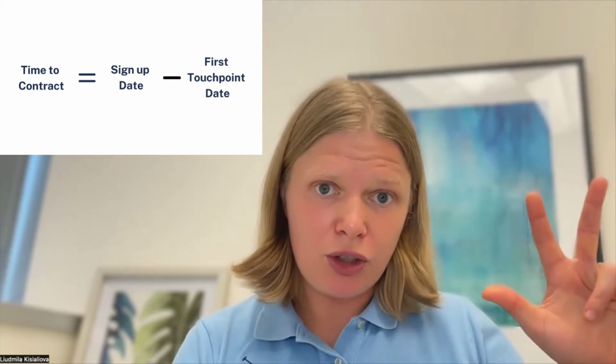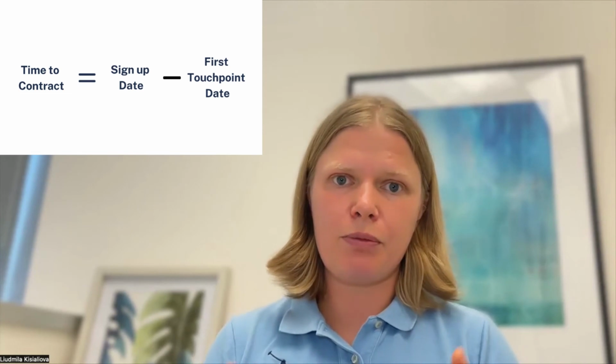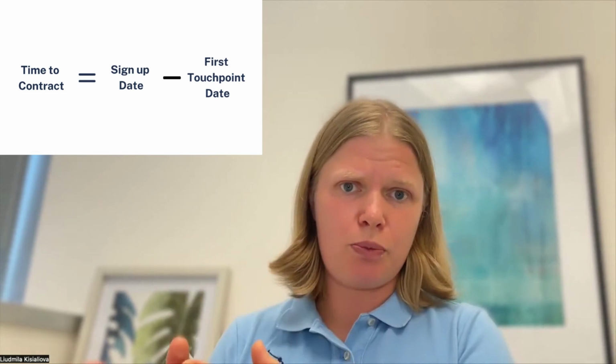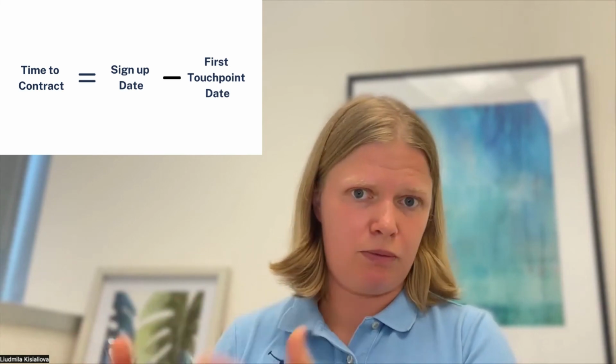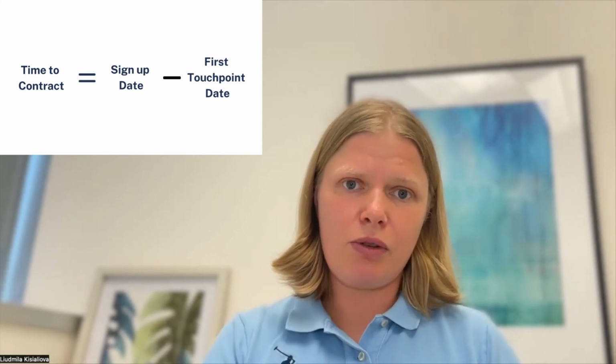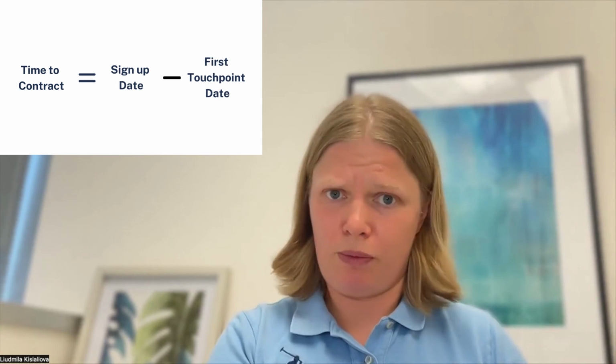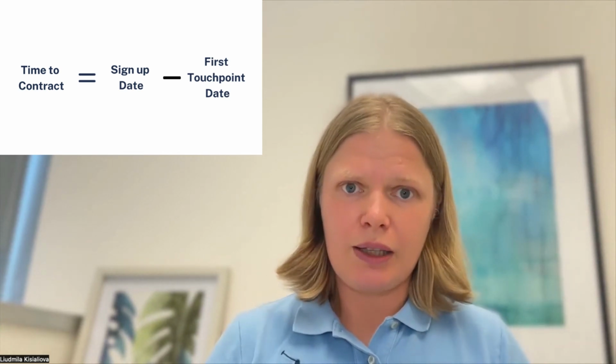So the third metric that we're talking about today is the time to contract. The formula is super simple. You take the first touch point date, which could be the creation date in the CRM, and the conversion date, when somebody actually signed up, paid you, or made a contract with you. The timing for B2B companies, like the sales cycle timing, is usually extremely long.